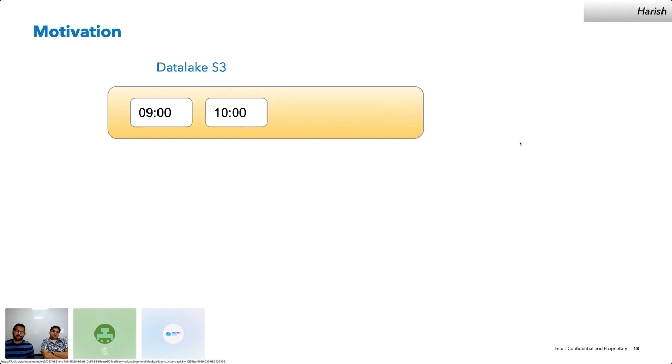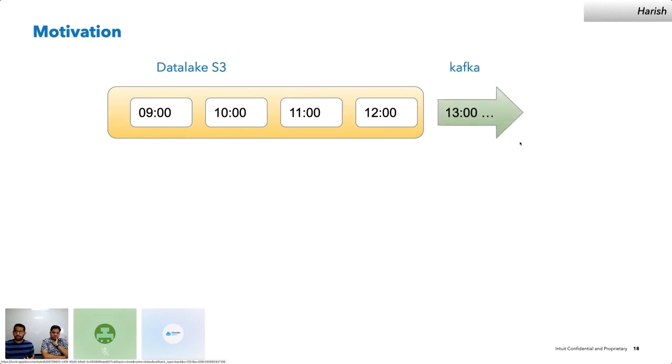Now for the backfill, some customers want to bootstrap their data starting from the last 3 months, or some number of months, or the entire 2 years of data. How it's going to happen is, let's say somebody wants to read data from 9 o'clock in the morning, and now the time is around 1 o'clock. This backfill system should provide the data. Let's say it starts reading from 9. Once all the data is read from 9, it goes to the 10th hour, then the 11th hour, 12th hour. Once the entire data is finished reading from S3, the system should move to Kafka, reading from Kafka at the 13th hour.